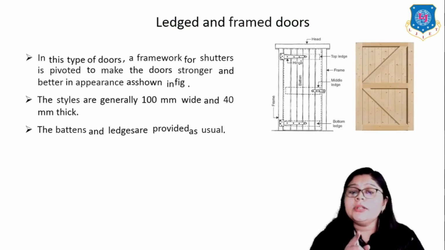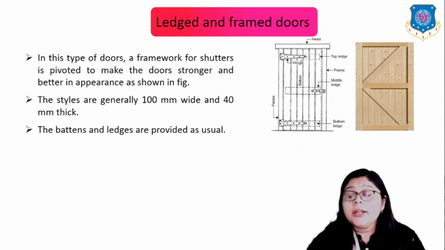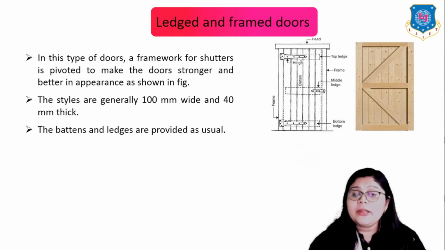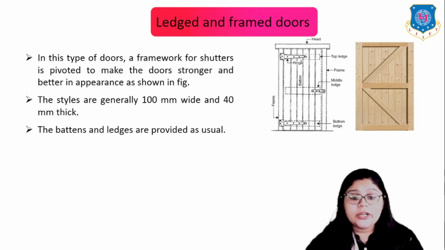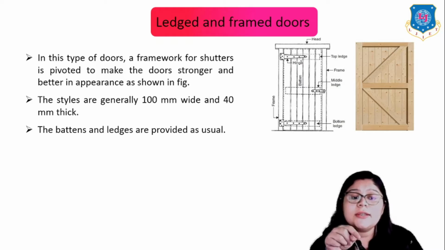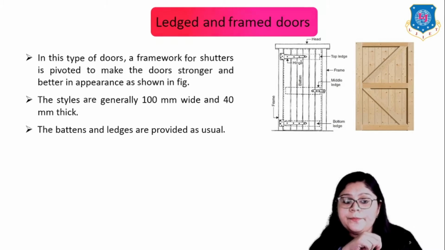Now let us move to the next one, ledge and frame. In this type of door, a framework for the shutters is provided to make the door stronger and better in appearance, as shown in the figure. The styles are generally 100 mm wide and 40 mm thick. The battens and ledges are provided as usual, as shown in this picture. Here you can see two images, one is the cross section and the other is the real image.